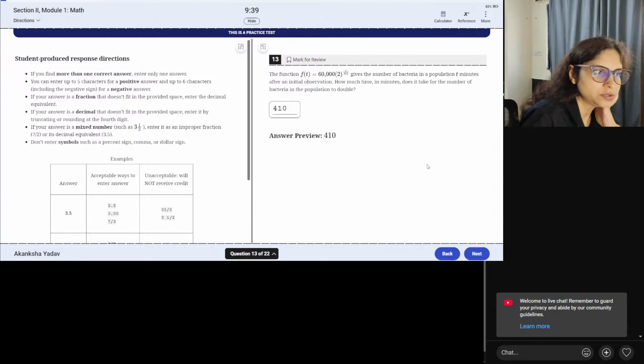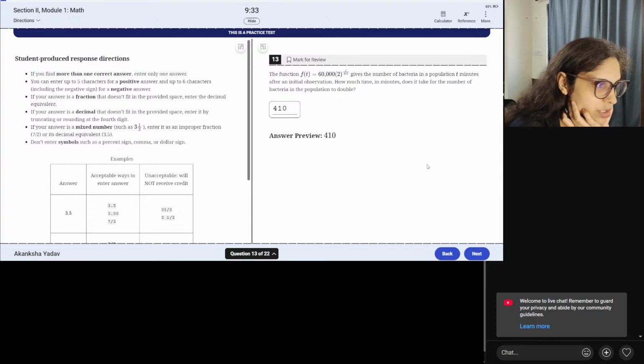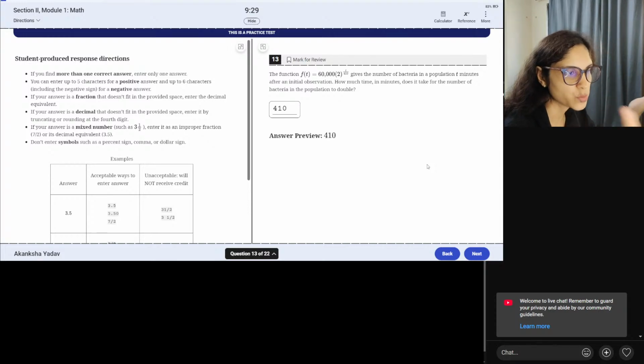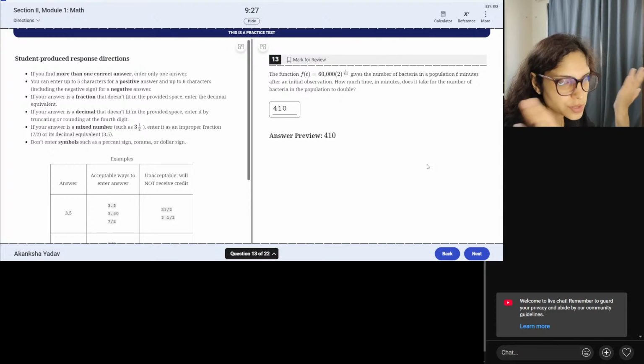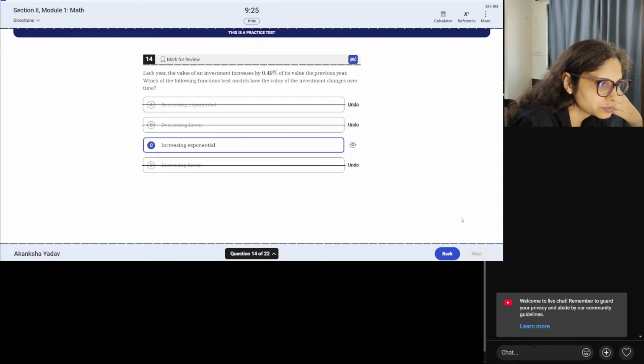60,000 times 2 to the power t over 410. For the population to double it takes 410 minutes, because 60,000 times 2 will happen when t is 410. 410 over 410 is 1. Then it becomes 60,000 times 2. It is increasing by a certain percentage, increasing exponentially.